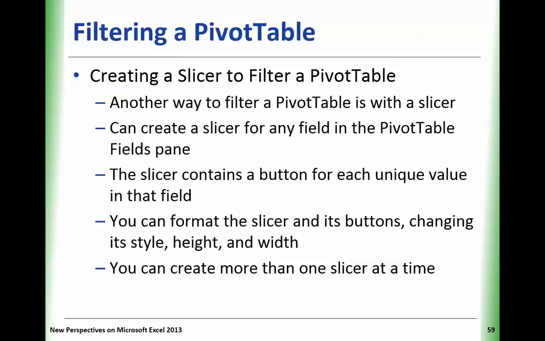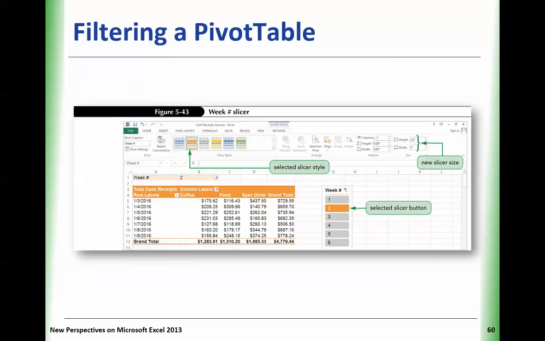We can create a slicer from any field of the pivot table fields pane. The slicer contains a button for each unique value, its style, height, and width. You can create more than one slicer at any given time. And you can see underneath the slicer tools option, we can choose selected slicer style, new slicer sizes, and the selected slicer buttons.